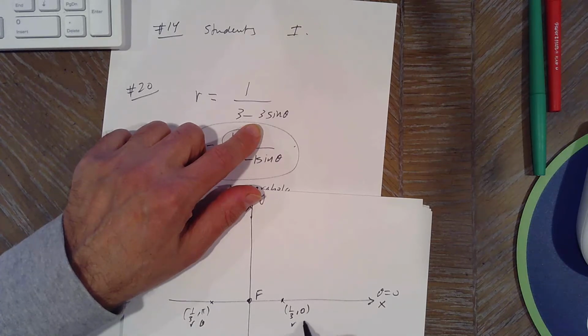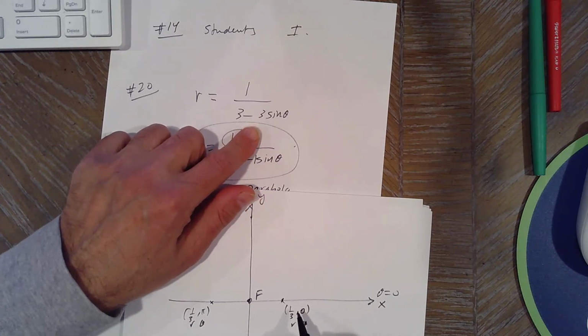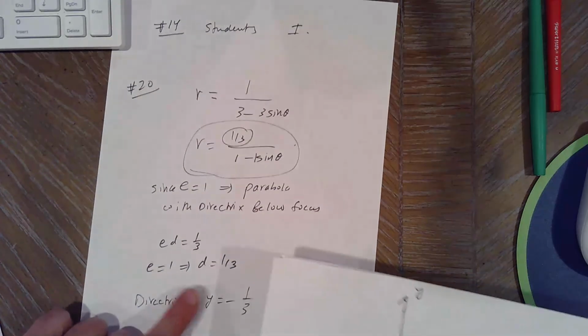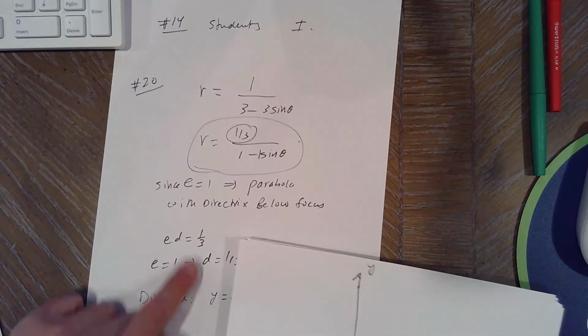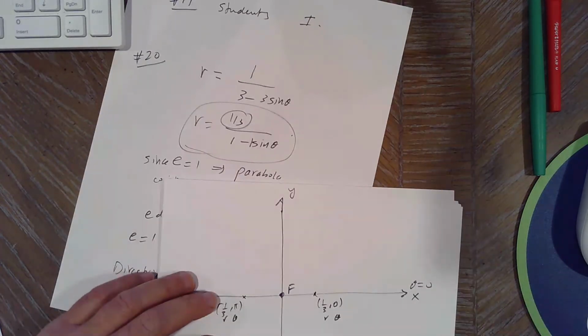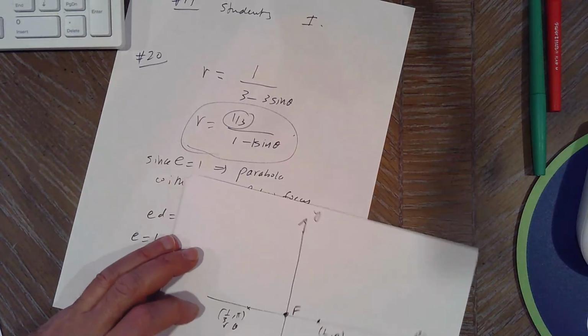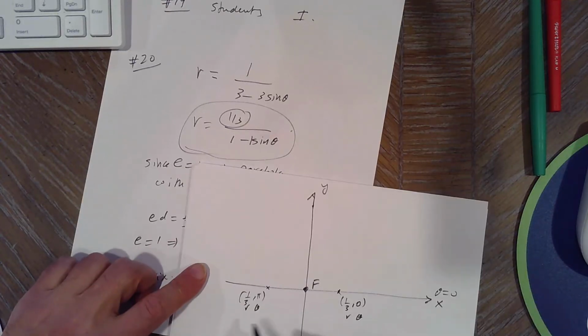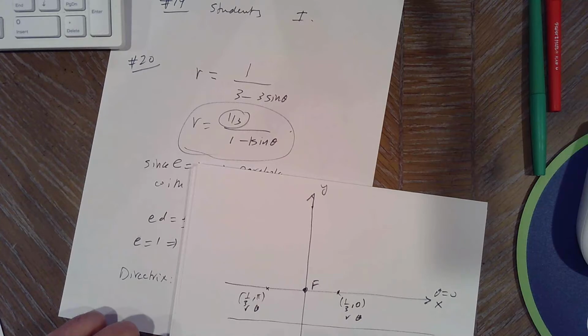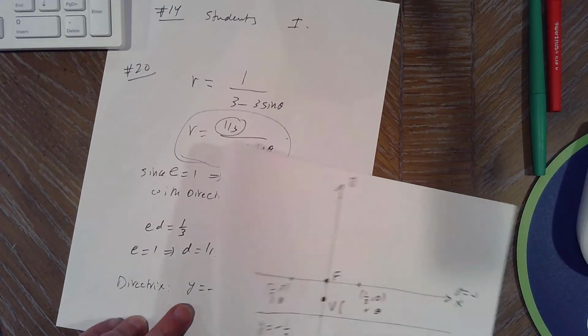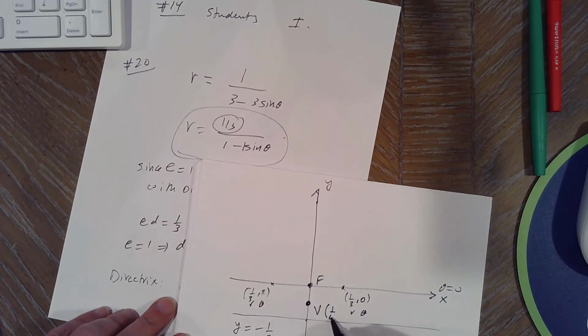R theta. And the vertex, now the directrix is, remember the directrix is below the focus. This is the focus. It's going to be d units, so it's 1/3. So the directrix is y equals negative 1/3. The vertex is halfway between the focus and the directrix, so it's the midpoint. So it's going to be at 1/6 and then 3 pi over 2, right? 3 pi over 2, 1/6.